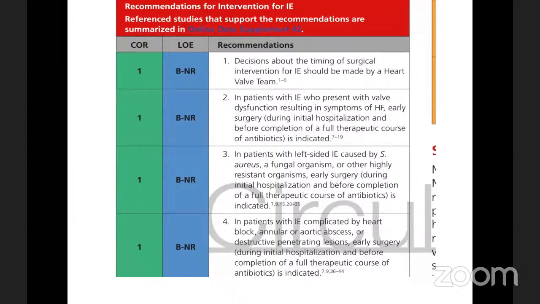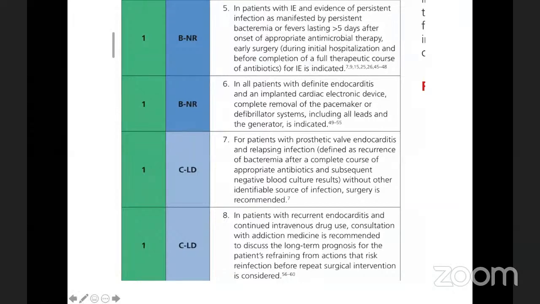In patients with infective endocarditis complicated by heart block, annular or aortic abscess, or destructive penetrating lesions, early surgery during initial hospitalization, before completion of a full therapeutic course, is indicated. In patients with infective endocarditis and evidence of persistent infection, as manifested by persistent bacteremia or fever lasting more than 5 days after onset of appropriate antimicrobial therapy, early surgery is indicated.